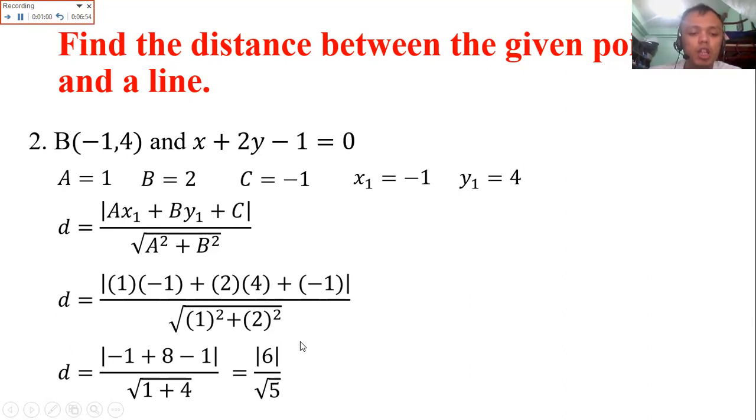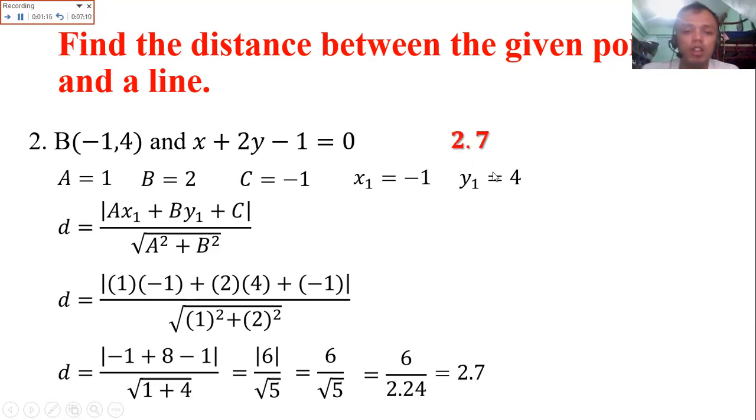What is the absolute value of 6? That is 6 also, not negative 6. Just 6. Always positive. Over the square root of 5. Get the approximate value of the square root of 5, which is 2.24. 6 divided by 2.24 is equal to 2.7. Okay?